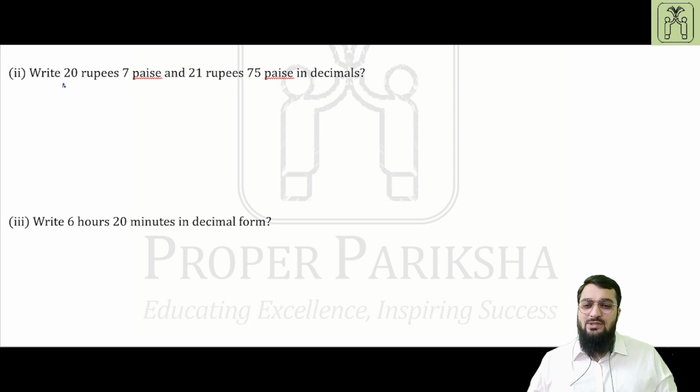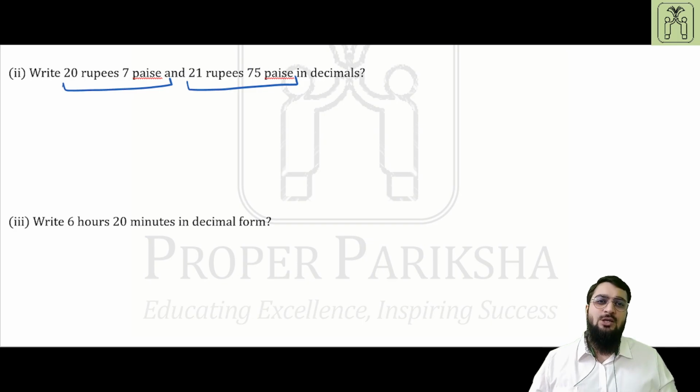Write 2 rupees 7 paisa and 21 rupees 75 paisa in decimals. Again, there are two scenarios given and we have to write them as decimals. How to convert a fraction to a decimal and a decimal to a fraction, we have discussed in video number 8.1. You can check that out also. Let us continue with the example for those who have already viewed our lecture 8.1.